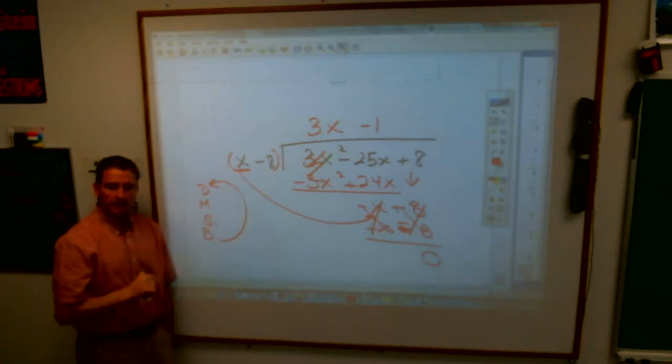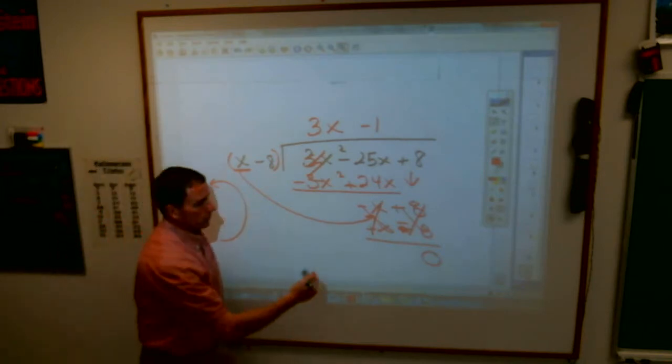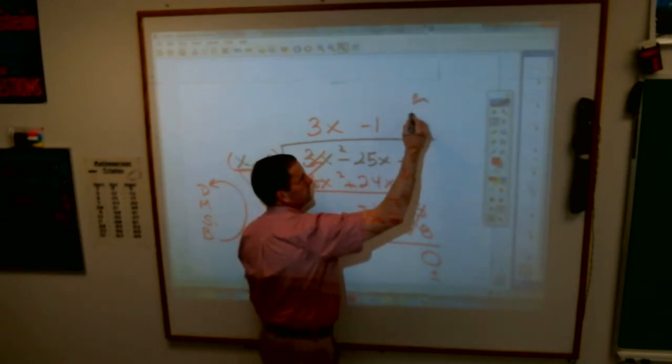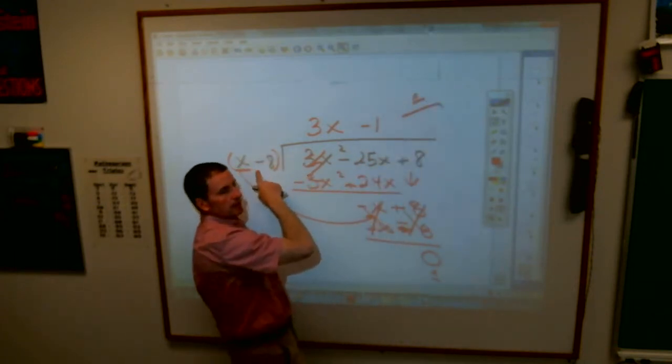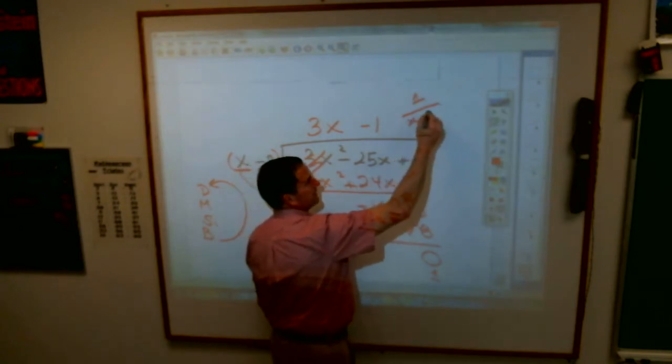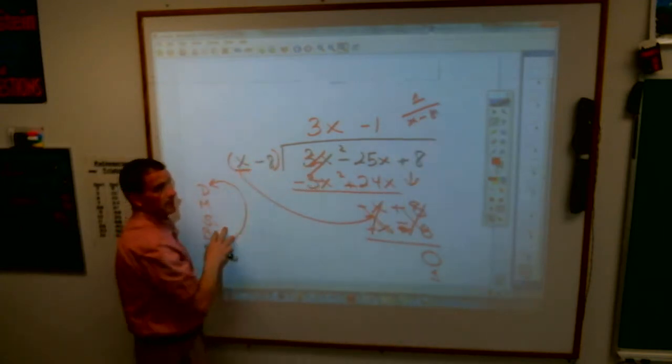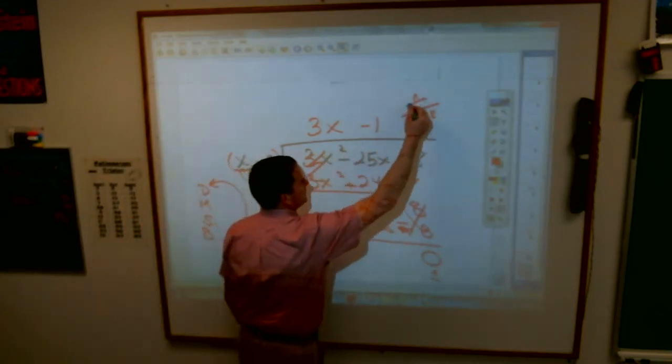If you have something as a remainder, let's say this did work out and there was a 1 left over here, you would have to put that 1 up here, and it's over this whole quantity over here, x minus 8, because this is the bottom of the fraction. And that would be your remainder there. But there wasn't, so it was just that.